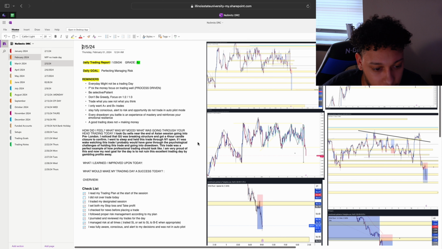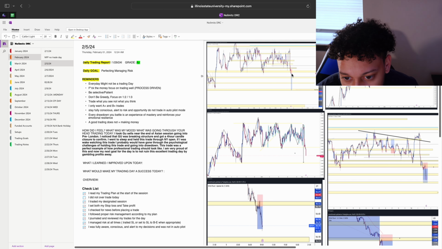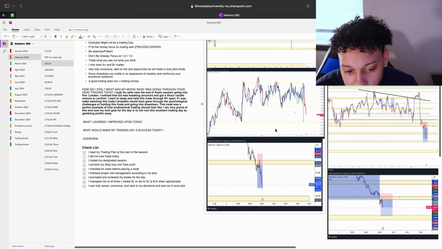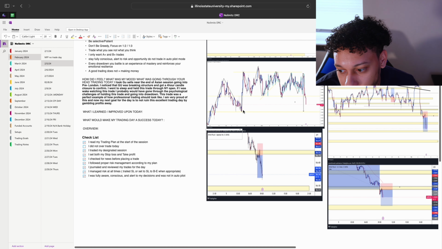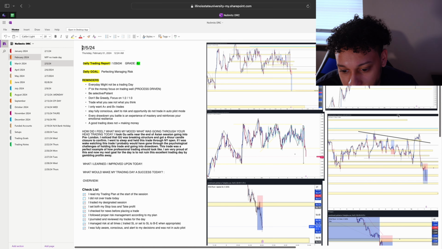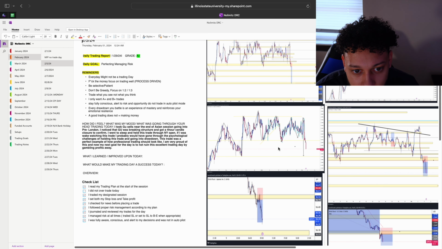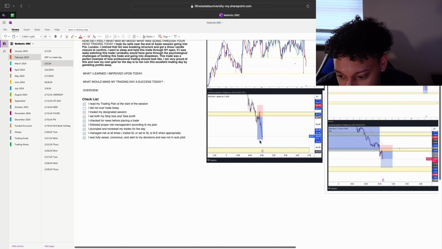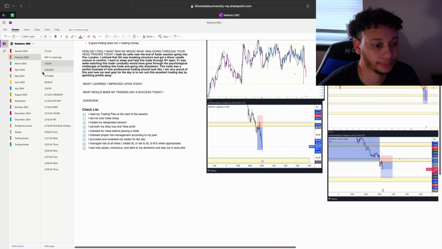Remember, we entered during the Asian session and held it through pre-New York. Boom, so we took our entry right here. This is what it looked like when we actually TP'd on this trade. I think we took another trade in this session as well on GJ. So let's go to the next day.